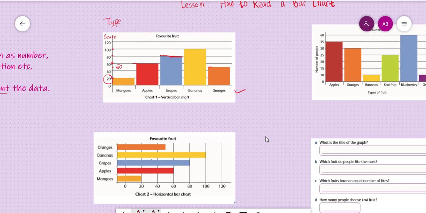It's the same for the horizontal bar chart. The information is represented by the fruits on the vertical axis, but the frequency itself is represented on the horizontal axis. You can read it the same: mangoes is still 20 over here, apple is still 60 over here, grapes still 80, banana still 100, and then oranges is still between 40 and 60. So it will be 50. Okay, everyone, that's how you read the data. For the example, let's continue to the questions.